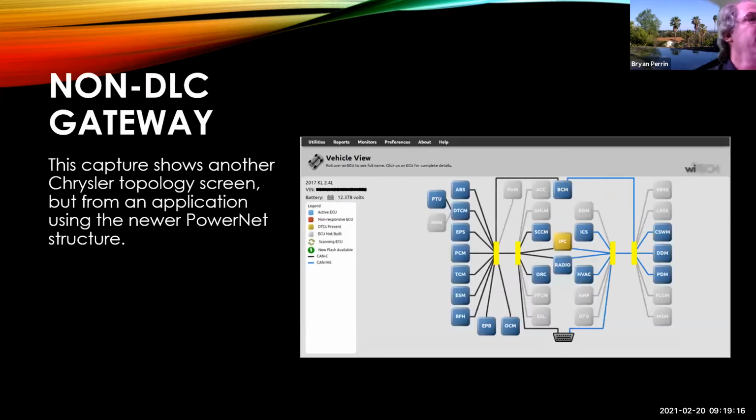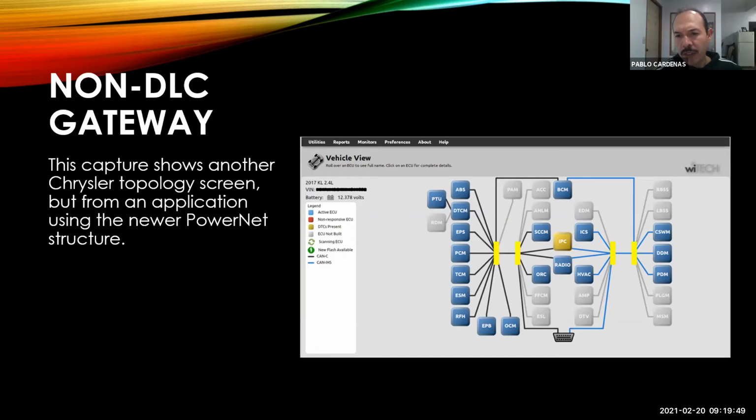Here is another system. This is a non-gateway system. So this is also Chrysler. This system has gateway modules in it. We can see that there's 3 of them, a primary and 2 secondaries, but the DLC talks directly to both networks. So here, I'm not going through a gateway to talk to a network. I'm talking to the network. I'm on the network with the scan tool.